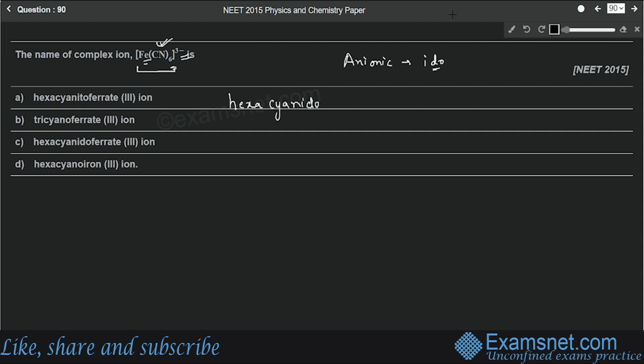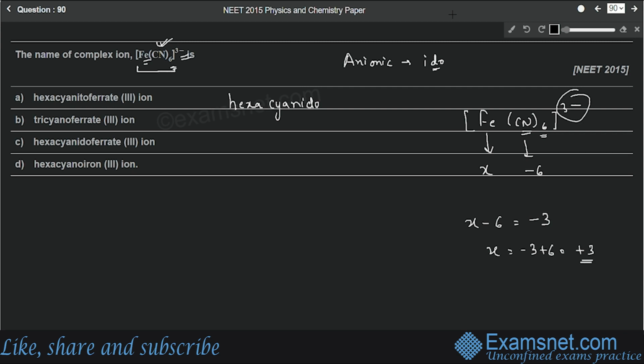Now iron. So let's find out what is the oxidation state of iron here. The complex is [Fe(CN)6]3-. Suppose the oxidation number of Fe is X. The oxidation state of CN is -1. So here we have 6 CN, that means -6. So X minus 6 will be equal to the overall charge, that means -3. So X will be equal to -3 plus 6, that is +3. So iron is in +3 oxidation state.